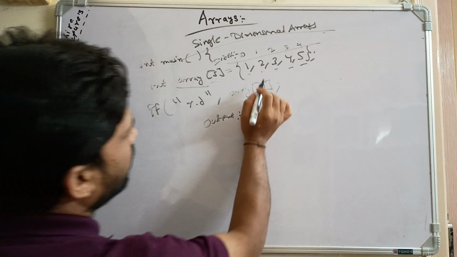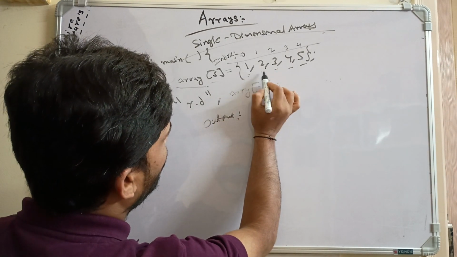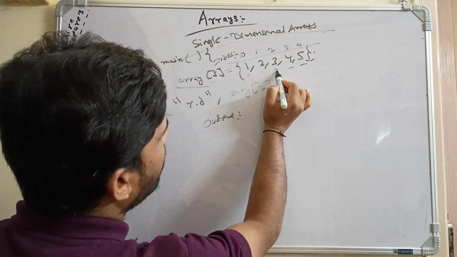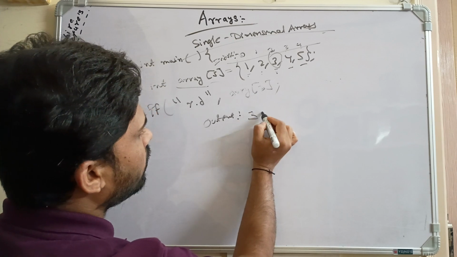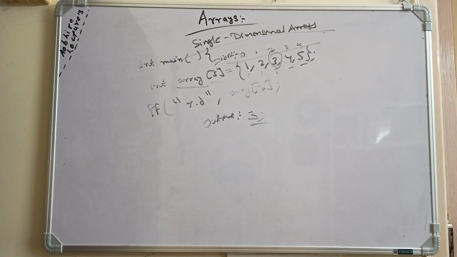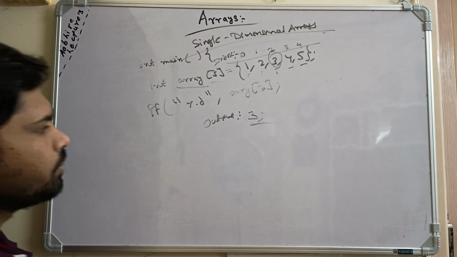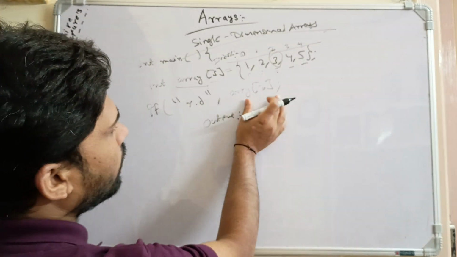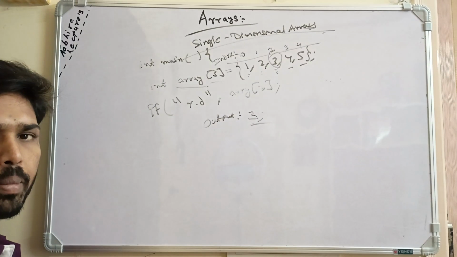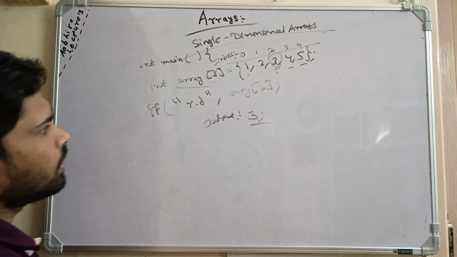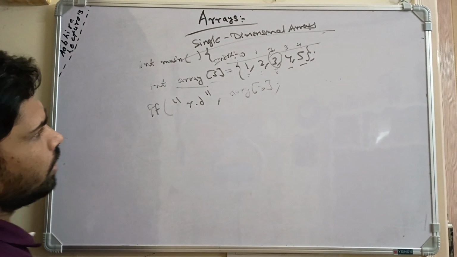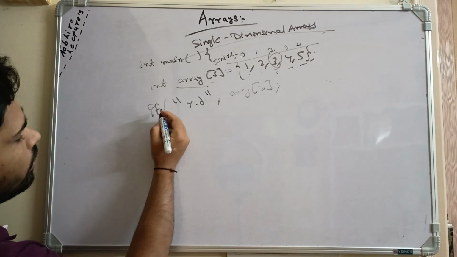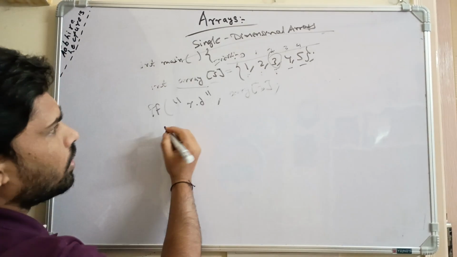So you can see here we can count from index 0, 1, 2. So index of 2 means what is the value? 3. So the output should be 3. Like that we can access. If you want to use a loop, you can directly print all the values.